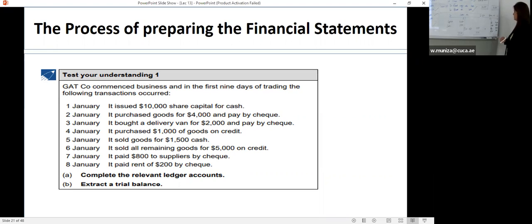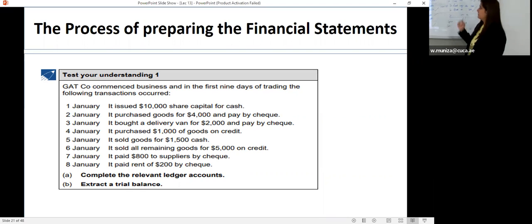We are going to close it. Add it all, 4,000 plus 2,000, 6,000. 6,000 plus 800 plus 200 is 7,000. 7,000 will be written on both sides. And the balance on this account is 7,000. Clear? Now we have to make the other accounts.